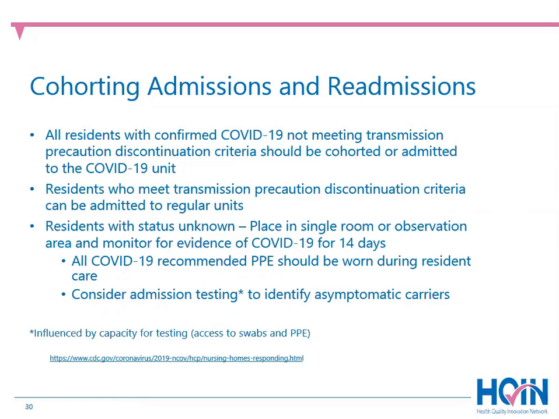When admitting residents with unknown COVID-19 status, they would not be cohorted on the COVID care unit, but would be placed in a single room or in a separate observation area, so the resident can be monitored for evidence of COVID-19. Staff should wear all recommended COVID-19 PPE when caring for these residents. Residents can be transferred out of the observation area to the main facility if they remain afebrile and without symptoms for 14 days after their admission. Next slide, please.